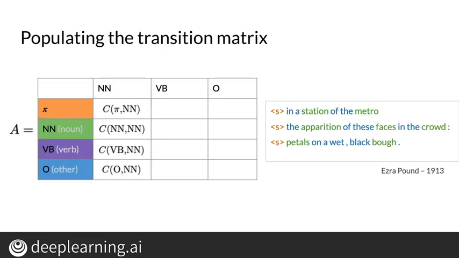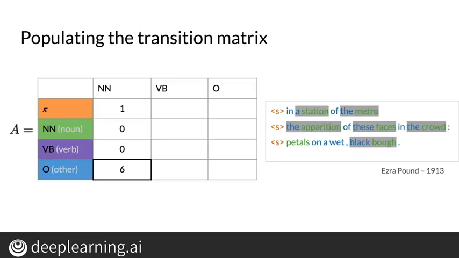For the first column, you'll count the occurrences of the following tag combinations. As you see here, a noun following a start token occurs once in our corpus. A noun following a noun doesn't occur at all. A noun following a verb doesn't occur either. A noun following an other tag, O, occurs 6 times. The rest of the matrix is populated accordingly, but I'll take a little shortcut.